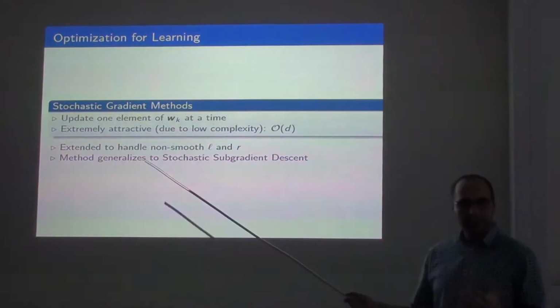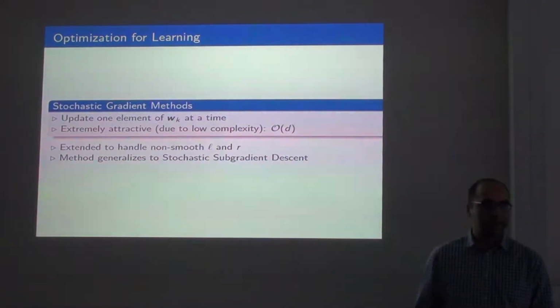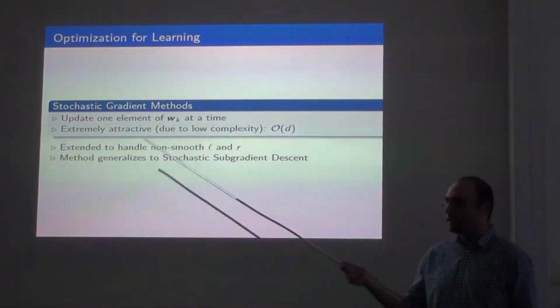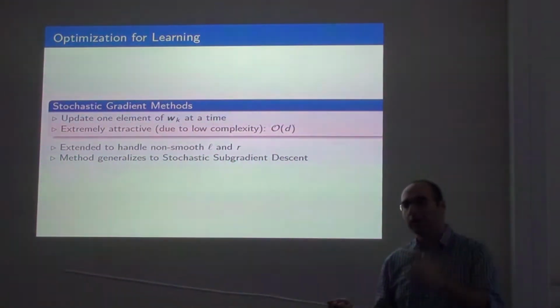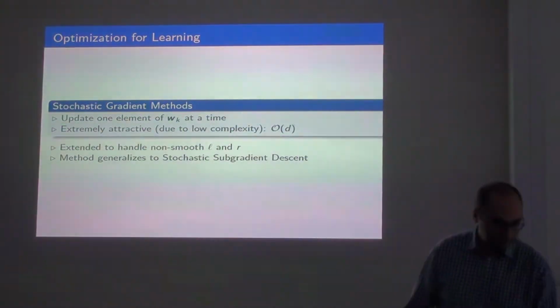Right, and as we're saying, whenever you have non-smooth components in your function, you can do something called stochastic subgradient descent, which is exactly like gradient descent, but now you move along the subgradient by picking one element at random.